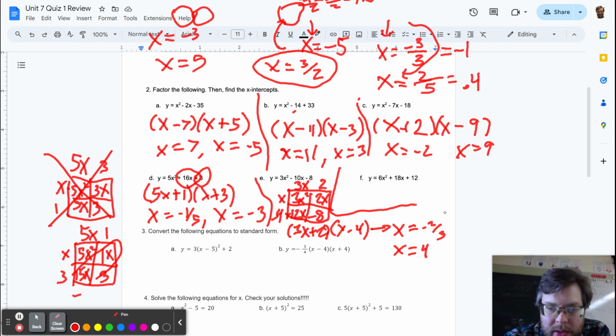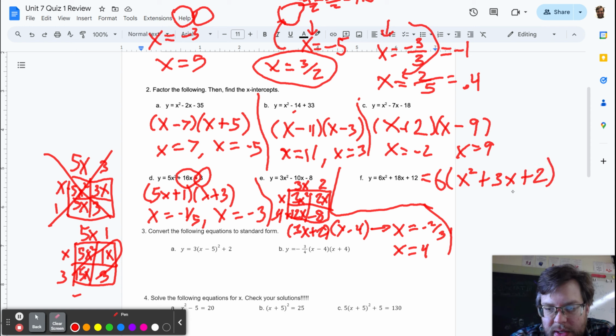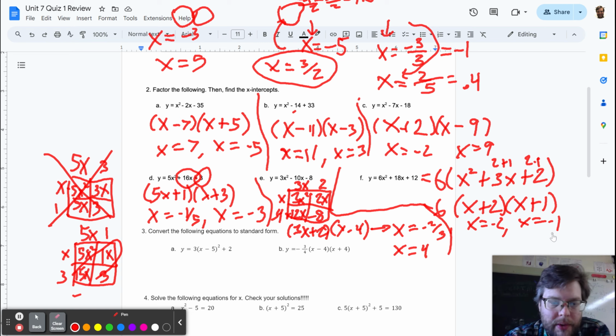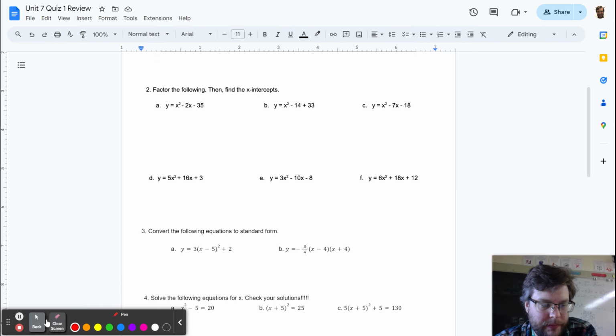On the last one, you could do the same process, but you may notice that all three of those numbers are divisible by 6. So you can divide everything by 6. 6 divided by 6, 18 divided by 6, 12 divided by 6. And then you can just factor the inside piece, ignoring the 6 in the front, and realizing that this is just 2 plus 1, and this is just 2 times 1. So you have your two solutions of negative 2 and negative 1. Great. Moving right along.